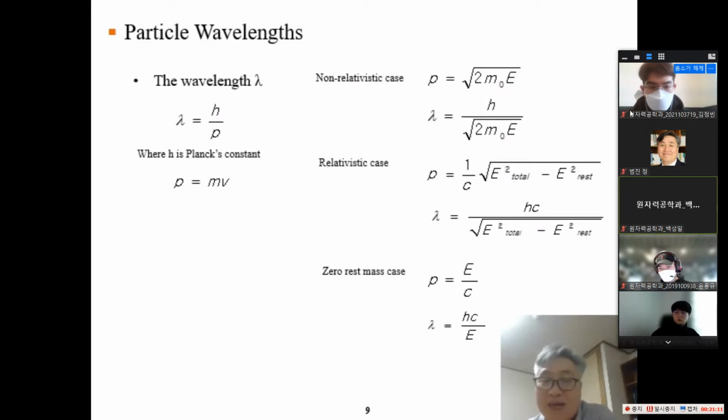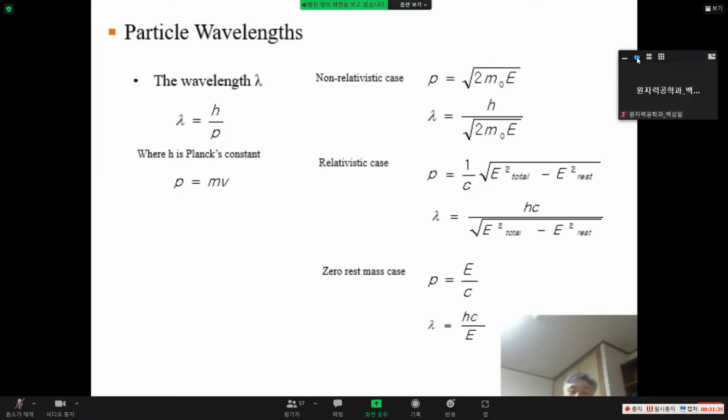For the non-relativistic momentum, you can calculate this from the definition of kinetic energy, E equals 1 over 2 m0 v squared. You can calculate the momentum. If you can't, you have to learn that. For the relativistic case, I just told you, you have to memorize this for a while.